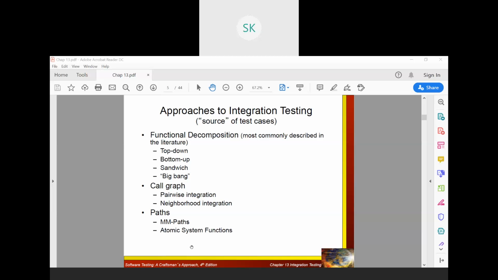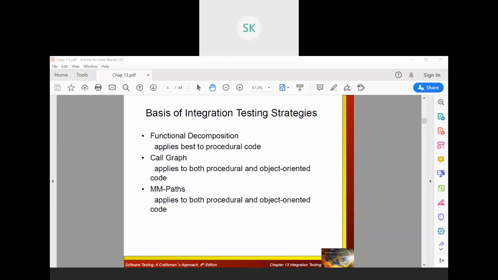First, we'll go with functional decomposition testing. Functional decomposition applies best to procedural code. With respect to the code, it depends on how the input is taken into consideration and applied. Whereas the call graph and MM graph apply to procedural code, where one procedure follows the other, and also to object oriented code. Any object you call, any reference you make, that reference is also taken into consideration. So the call graph and MM path work with both procedural and object oriented code, whereas functional decomposition works with procedural.